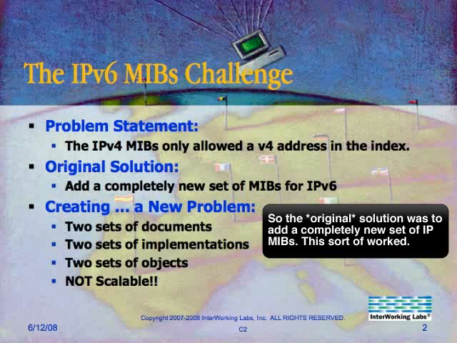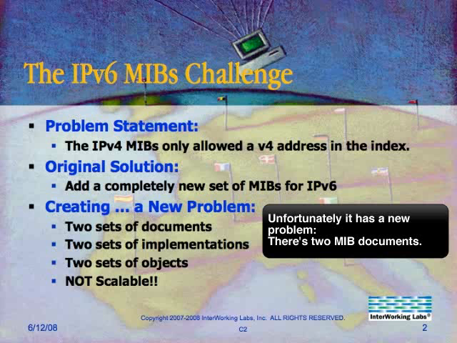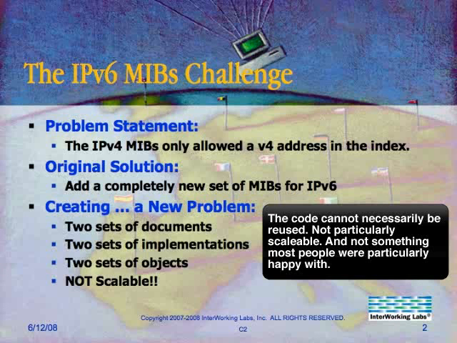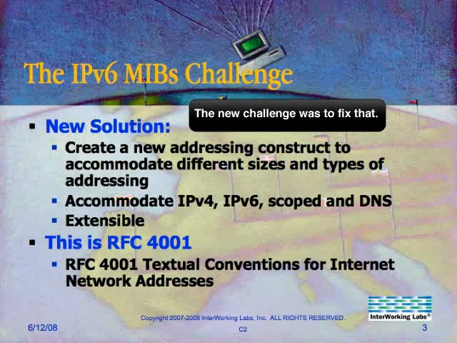So the original solution was to add a completely new set of IP MIBs. This sort of worked. Unfortunately, it has a new problem that there's two MIB documents. Everybody has to implement two different things. The code can't necessarily be reused. Not particularly scalable and not something most people were particularly happy with. The new challenge was to fix that.